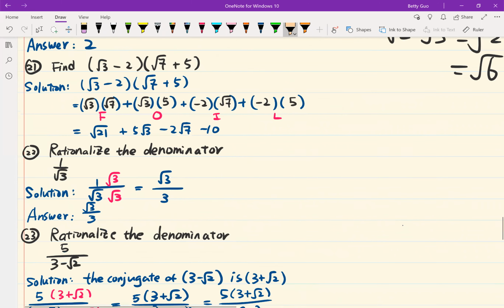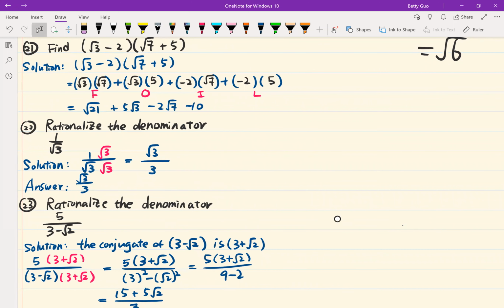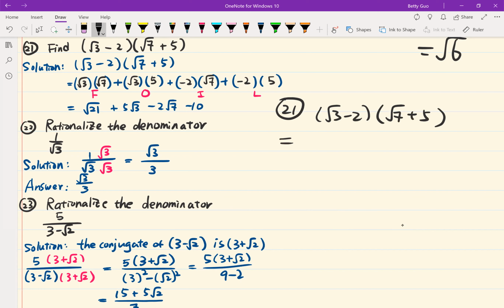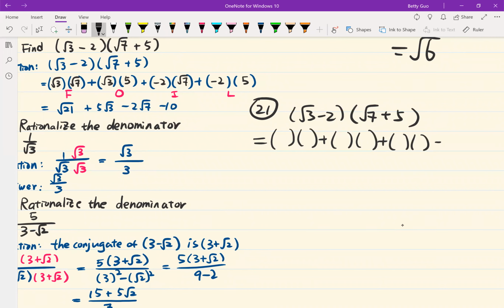Multiplication of two radical expressions. Let me write number 21 here: (square root of 3 minus 2) times (square root of 7 plus 5). We are going to apply FOIL to process this product. First times first, plus outside times outside, plus inside times inside, plus last times last. We fill in the 8 blanks.